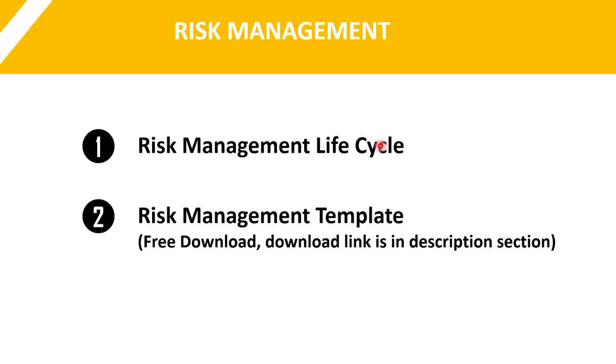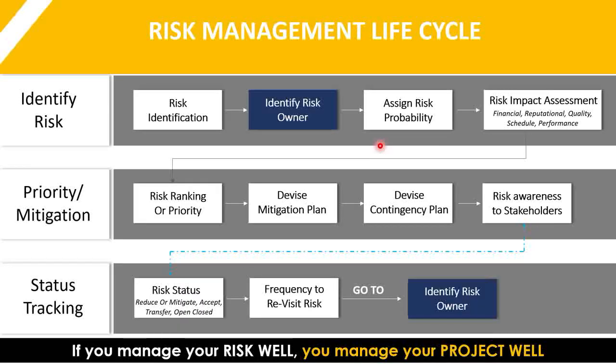So let's start with two things today. One, what is my risk management life cycle? And second, we'll also discuss the risk management template. So I'm sharing my screen here. The whole life cycle I have put in three parts. The first part is identifying the risk. Second part is assigning a priority and deriving a mitigation plan or a contingency plan. And third is the status tracking of the risk.